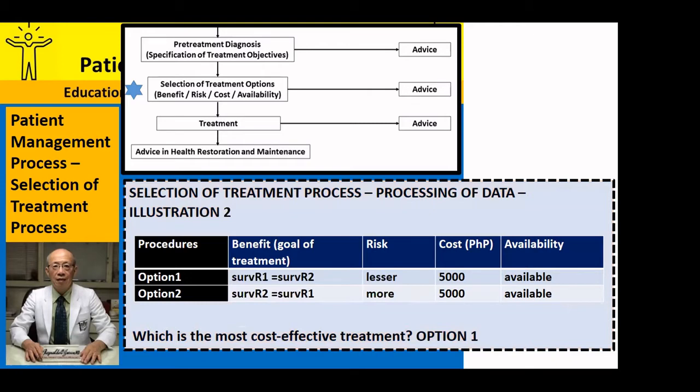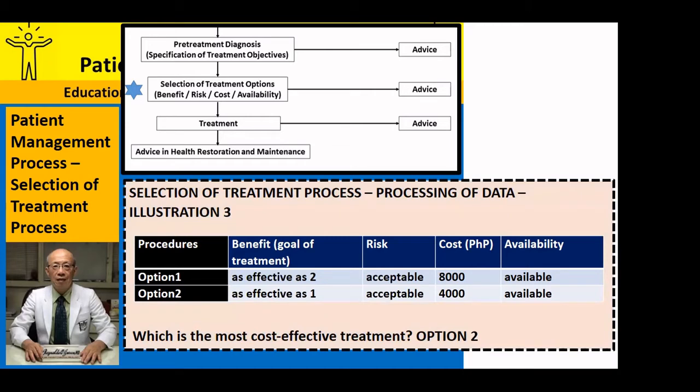Illustration number 2. Option 1 and option 2 have the same survival rate benefit, but the risk for option 1 is less than option 2, and the cost is the same, 5,000, and both are available. So which is the most cost-effective treatment? Okay. So option 1, because the risk is lesser and the cost is the same, survival rates is the same.